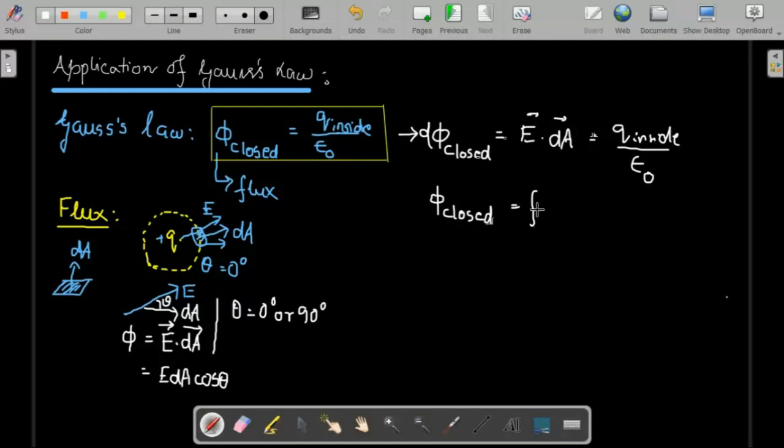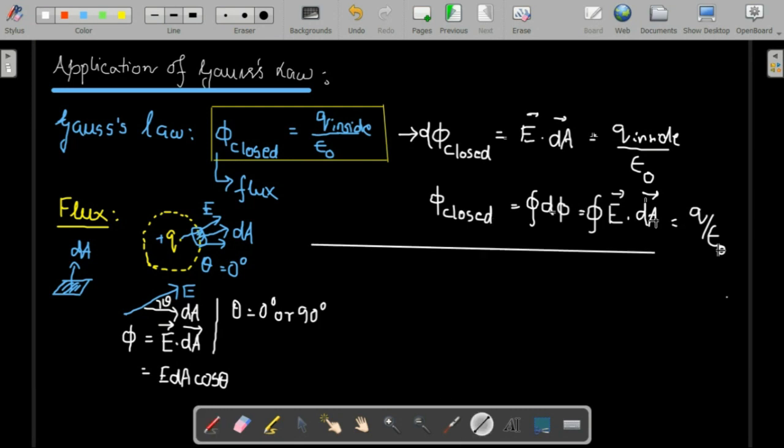We can write it as the integration of d phi. Closed means we take a closed integral, so on this side also we have to integrate E bar dot dA. As per Gauss's statement, this must be equal to q by epsilon naught. We are going to solve problems based on this, and these things will become more and more clear.